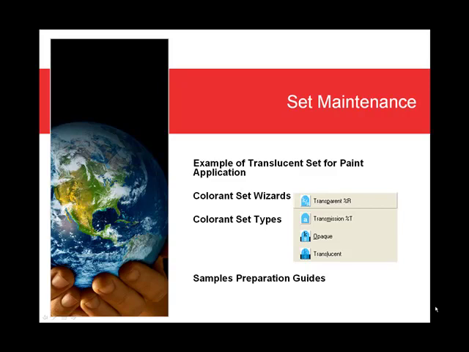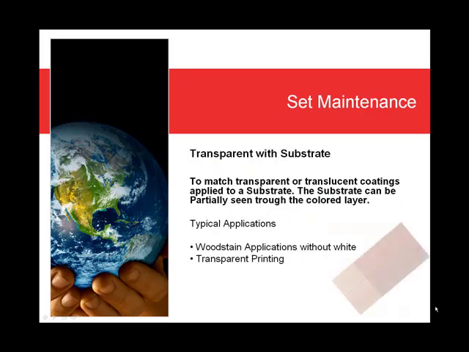Now we explain briefly the 4 different types. Transparent with substrate is used to match transparent or translucent coatings applied to a substrate. The substrate can be partially seen through the colored layer. Typical applications are wood stain applications without white and transparent printing.